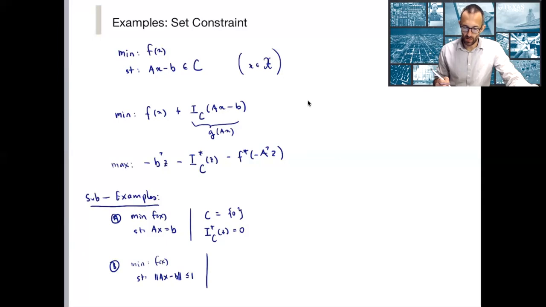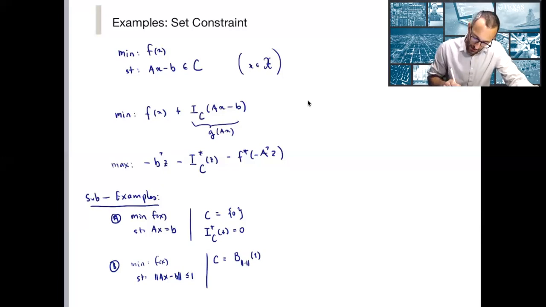So I need to write that Ax minus b belongs to C. How does that translate into norm of Ax minus b less than 1? That's just saying that Ax minus b is in the unit norm ball for whatever norm we have. So that means that C in this example is just equal to the ball with respect to whatever norm we're talking about, of radius 1.